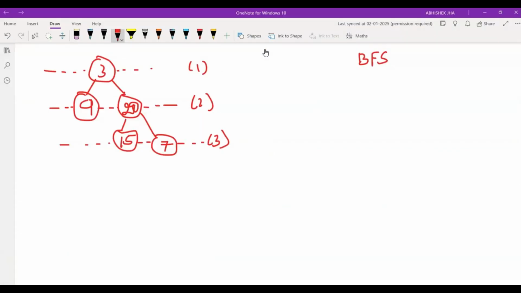So here I have written a binary tree. If we closely observe this given binary tree, to find the maximum depth of a binary tree, we can say that the number of levels present in a given binary tree is equal to the maximum depth of the given binary tree.